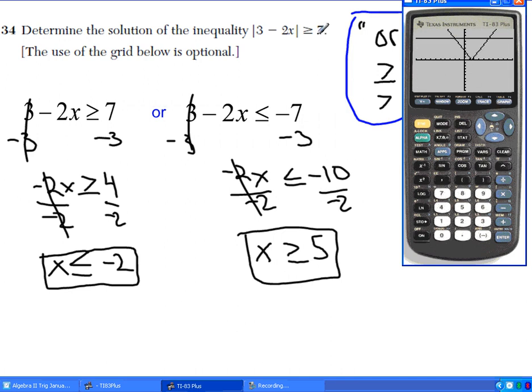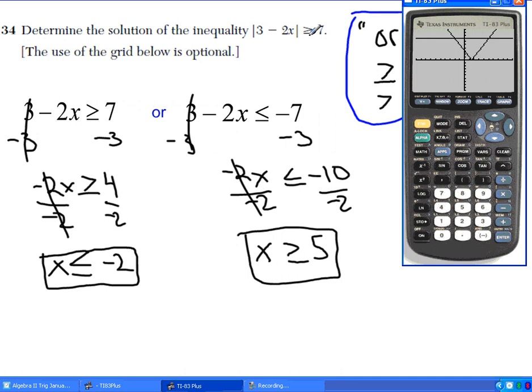All right, now look, what we want to know is, when is the absolute value of 3 minus 2x greater than 7? So this is 7, and this is the absolute value of 3 minus 2x. So when is the absolute value of 3 minus 2x greater than 7? Well, here it's greater than 7. Do you see that? Or here it's greater than 7. Do you see that? Anywhere in here it's less than. So that's why this is an or.